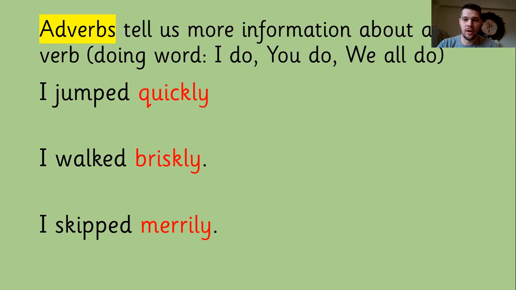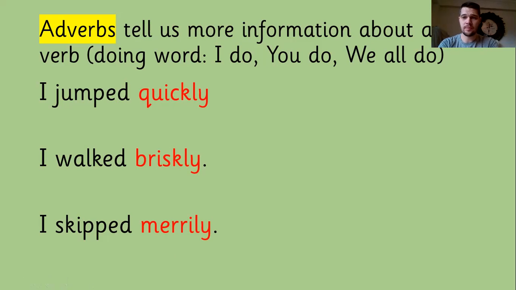So adverbs tell us more information about a verb. It might tell us when a verb was completed, how a verb was completed, where a verb was completed, how often a verb is completed. Okay, here, see if you can identify what type of adverb we are using.